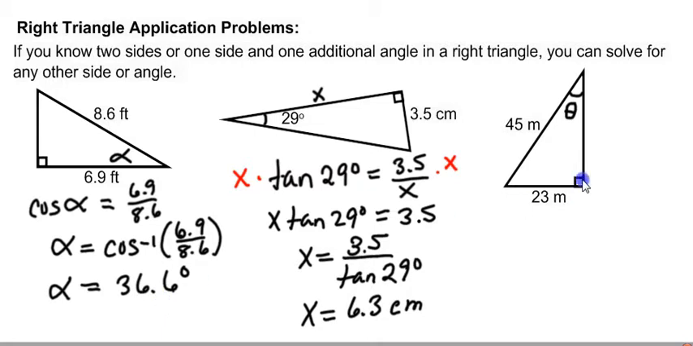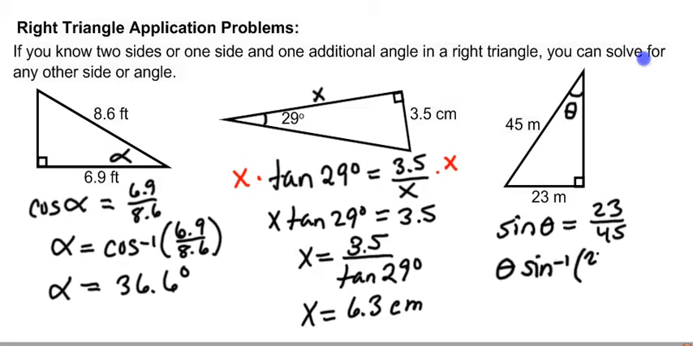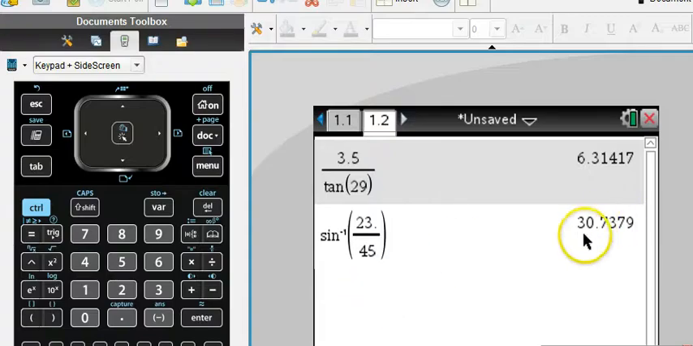This third one, we're doing an angle again, and notice for this angle the opposite side is 23 and the hypotenuse is 45, so we're using sine. So sine of theta is equal to 23 over 45. Once again, since we're trying to find the angle, we have to take inverse sine of the trig value, 23 over 45, in order to get the angle. That should say theta equals. And I did that on my calculator already, and I got the answer 30.7.